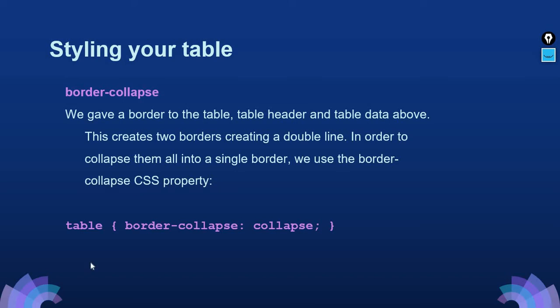We gave a border to the table header and table data in the previous example. So we created a table with two borders that has a double line. In order to collapse them into a single border, we use the border-collapse CSS property. And this is how you can use this property in your CSS.